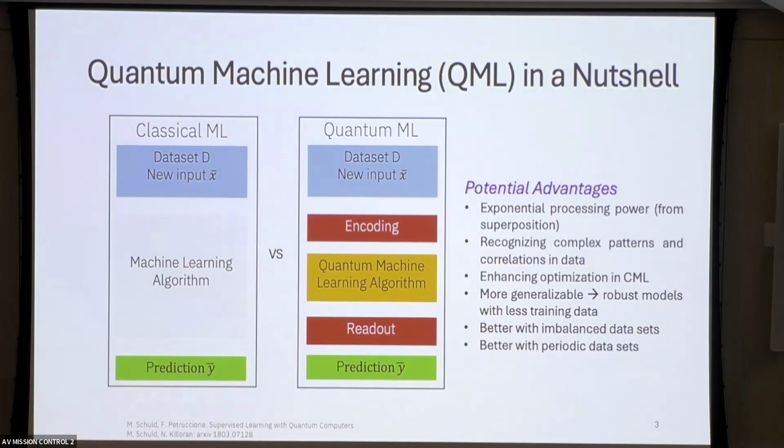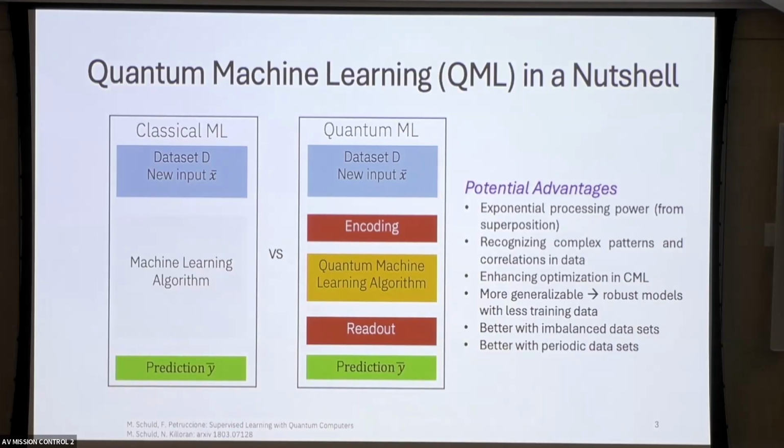So there are a couple extra moving parts here, but there are some potential advantages, right? Some of them include an exponential increase in processing power, again, by way of superposition and entanglement. There's also the possibility that you can recognize more complex patterns in your data, because once you transform them into quantum states in the Hilbert space, there are things you can pick up on that you can't really see in the context of classical information. Kind of like a Fourier transform, right? When you transform things into the frequency domain, there are things you can pick up that you can't in the traditional time domain.